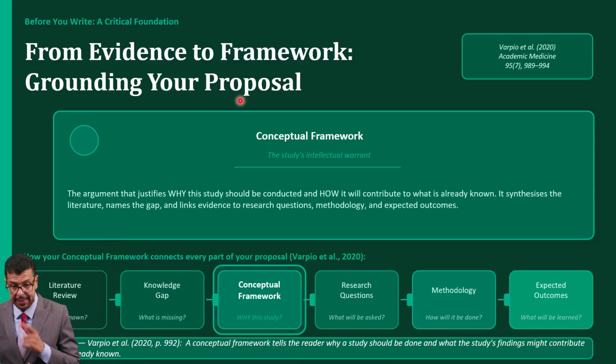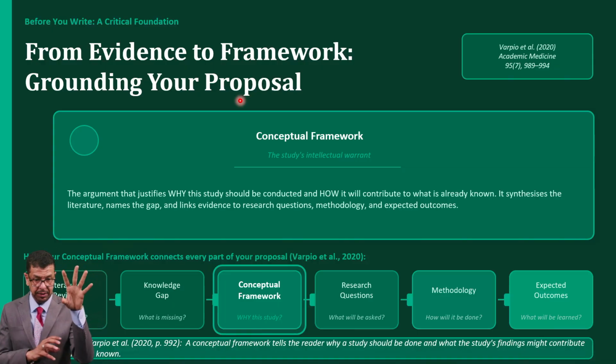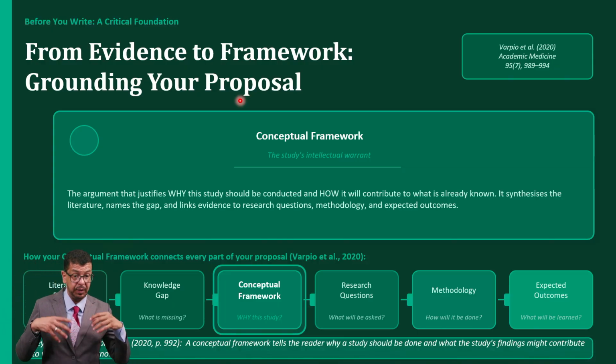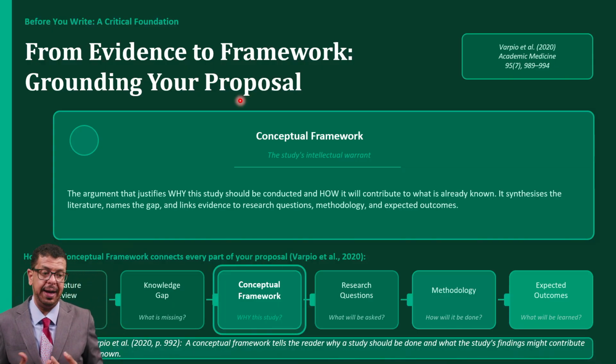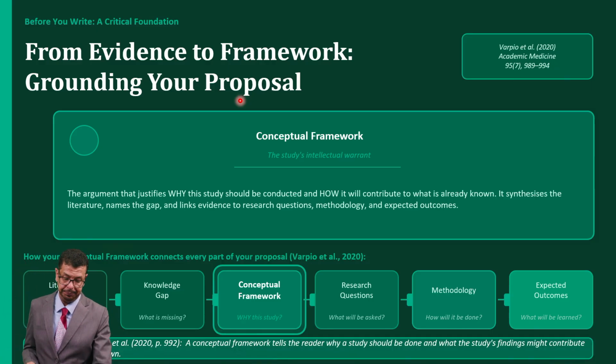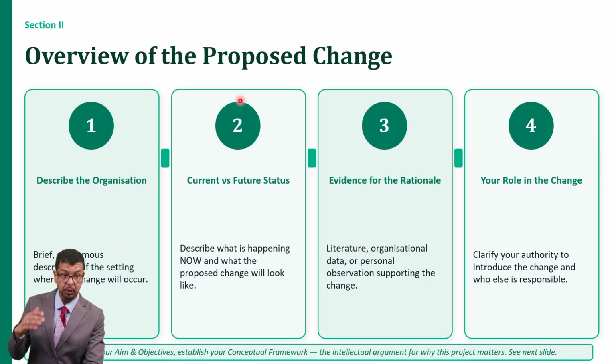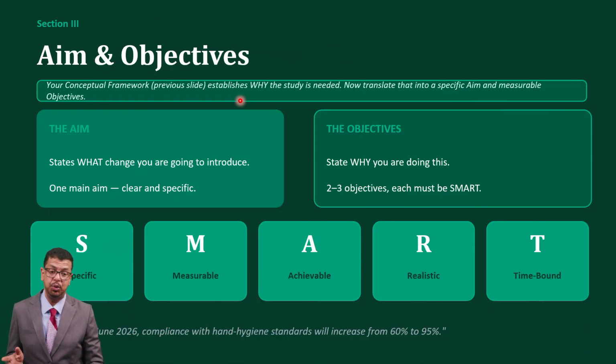And as you can see in the diagram below, the literature review tells us what is known, and then the knowledge gaps, what is missing. The conceptual framework plays within here and links what is known, what is missing, and the research question, what to be asked, the methodology, what to be done, and the expected outcome.